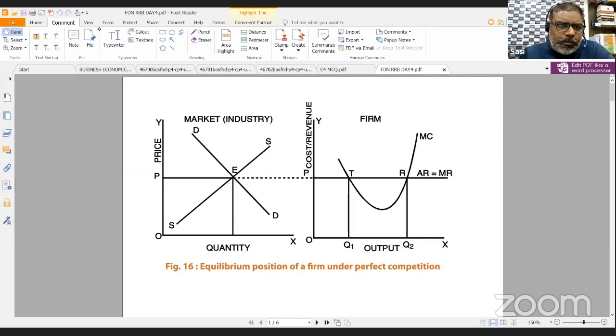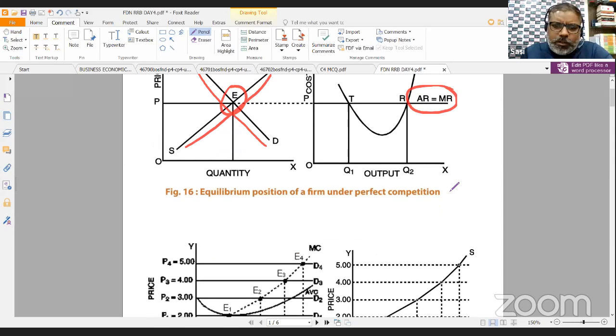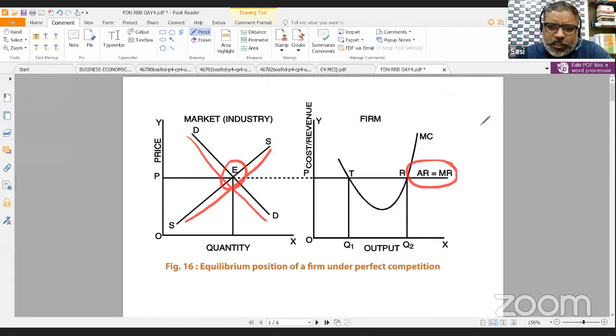Any perfectly competitive firm will have, first of all, normally like any other firm, a demand curve and a supply curve, and an equilibrium price. There is nothing different in that. And where the perfectly competitive firm is concerned, this is the main point that we should identify: average revenue is equal to marginal revenue. Why? Because that is the demand curve.